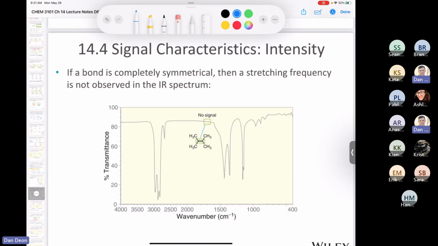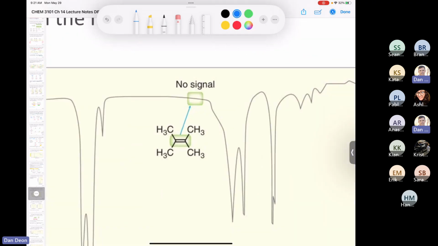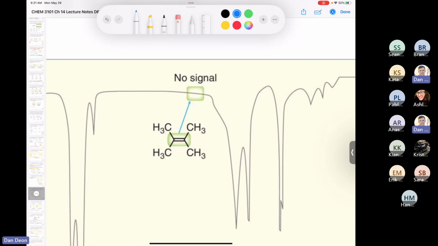Now, next it says if a bond is completely symmetrical, then you might not even see a stretching frequency, right? If you look at this compound, 2,3-dimethyl-2-butene is the name of this compound, you see that we do have a beautiful double bond in this compound.